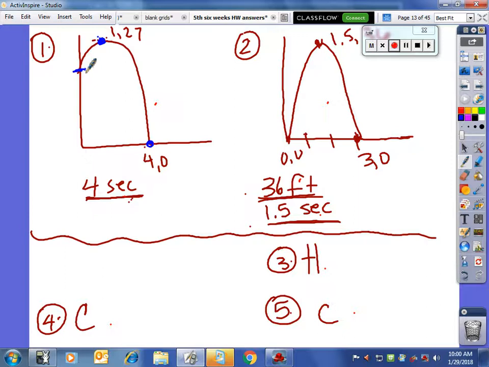You were supposed to just answer the question on number 4. It was a word problem. I mean, a multiple choice word problem.